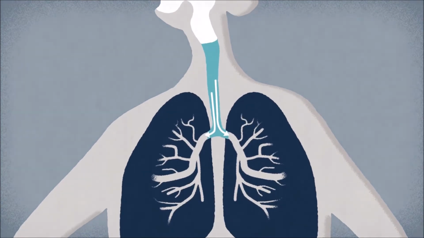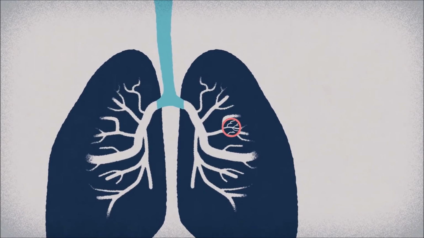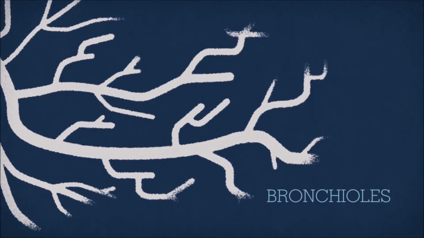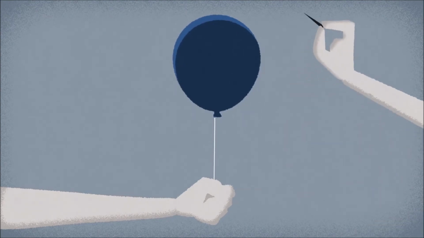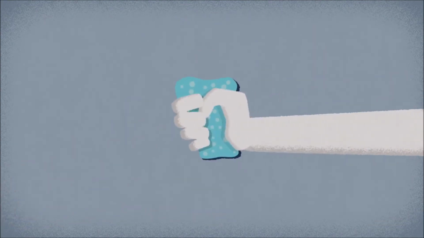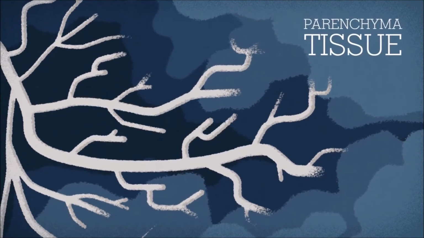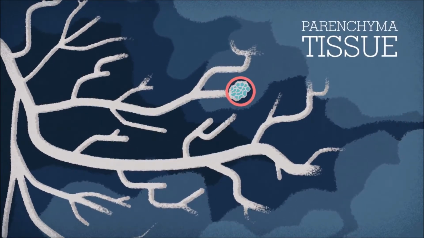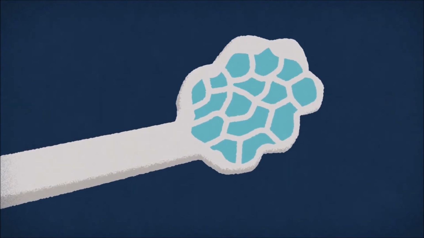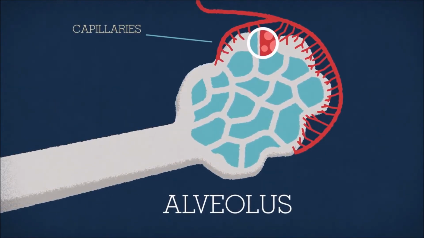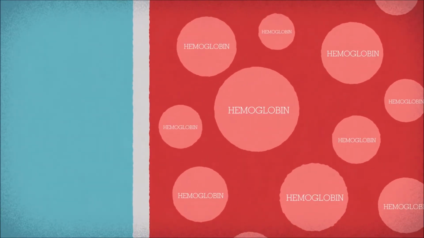Like tree branches, these small tubes divide into thousands of tinier passages, called bronchioles. It's tempting to think of the lungs as huge balloons, but instead of being hollow, they're actually spongy inside, with the bronchioles running throughout the parenchyma tissue. At the end of each bronchiole is a little air sac called an alveolus, wrapped in capillaries full of red blood cells containing special proteins called hemoglobin.